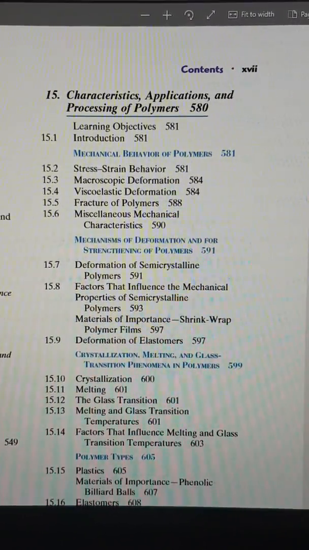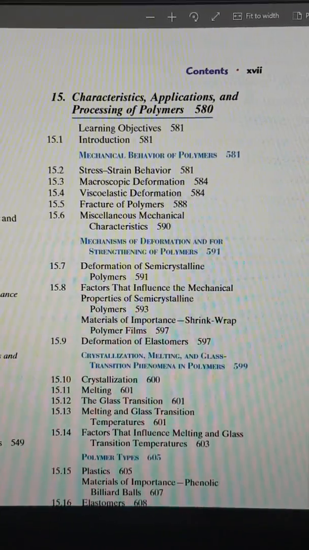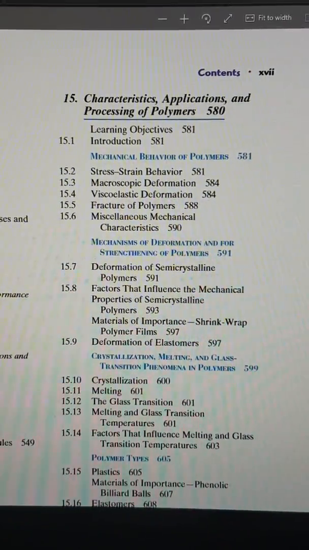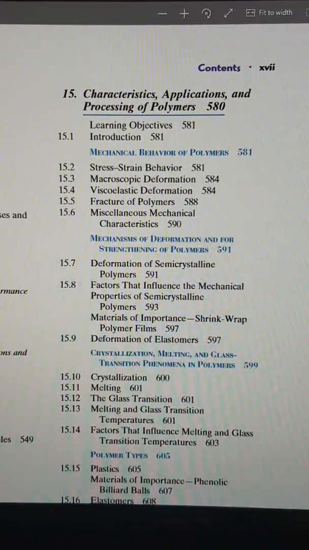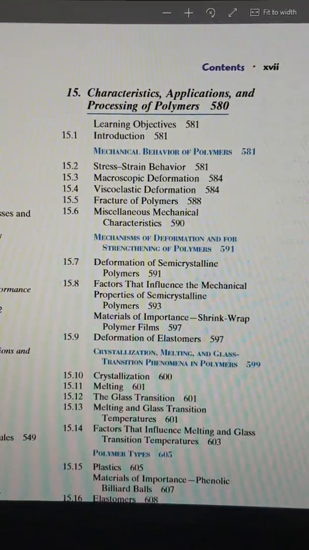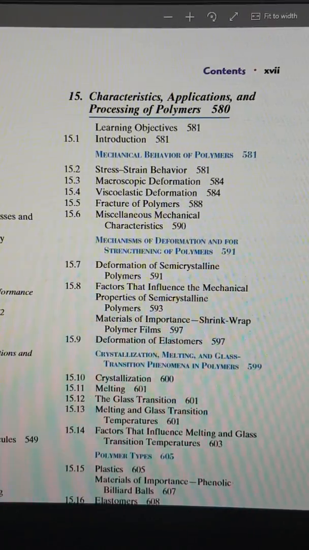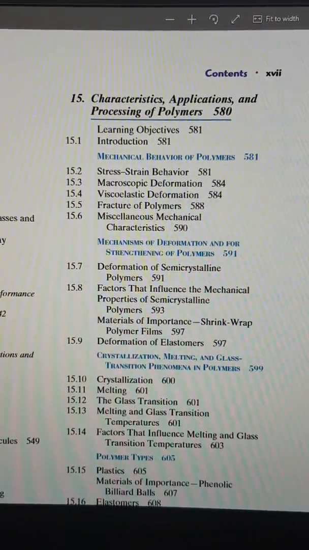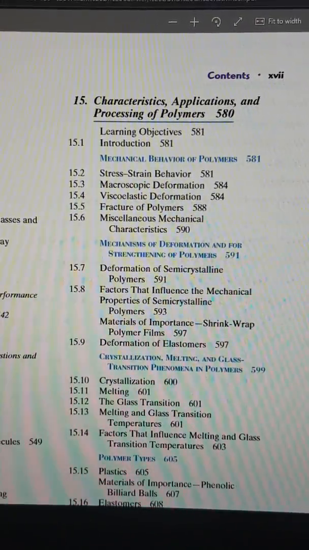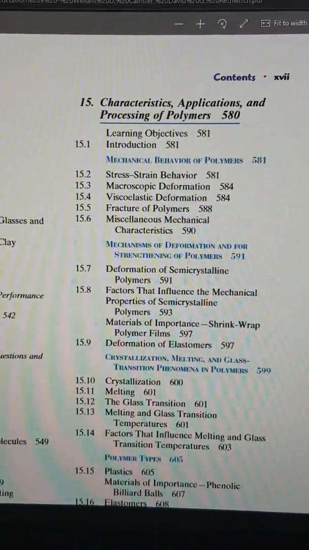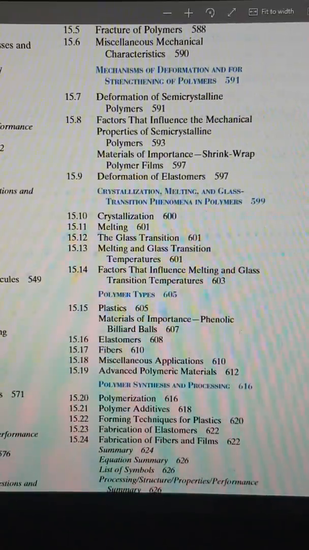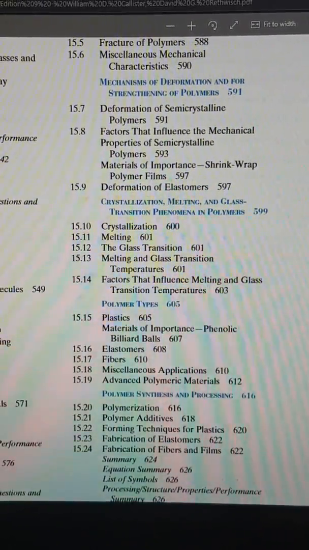You can see some polymers out there, they are really strong now because we have learned how to engineer this. We study their microstructures, and now we are able to make polymers that are much stronger. We're going to also see the deformation of semicrystalline polymers, and factors that influence the mechanical properties of semicrystalline polymers. We're going to see the important shrink wrap polymer film material. This is a fabricated polymer. And deformation of elastomers, we're going to see that also in more detail. Like I said, these are very, very wide topics. You can learn a lot about them.